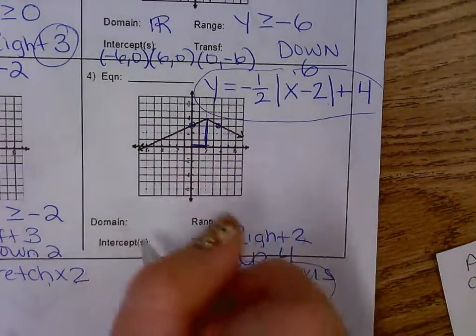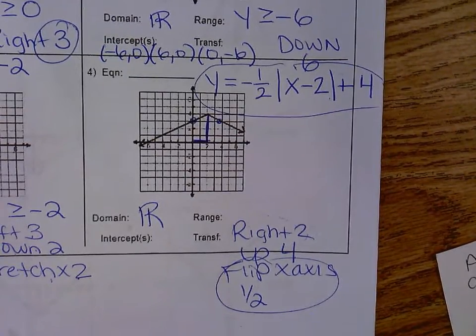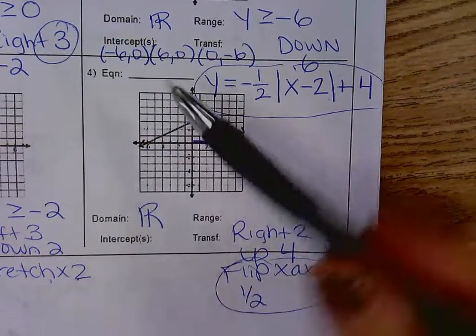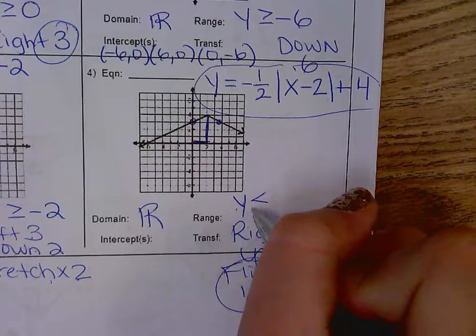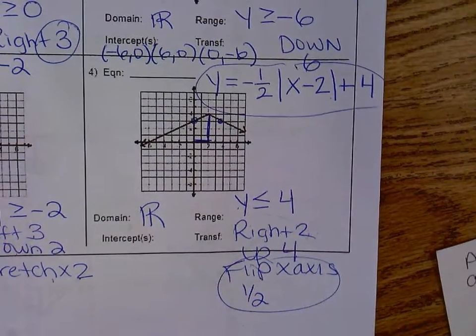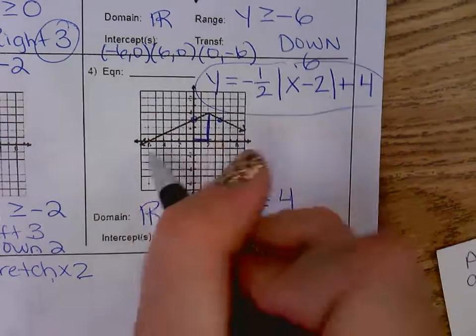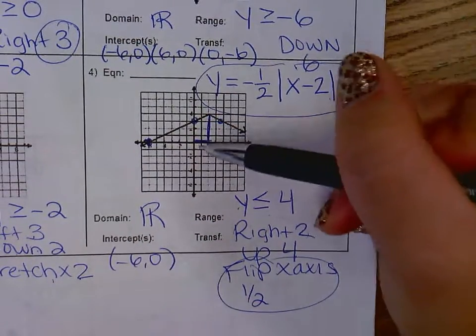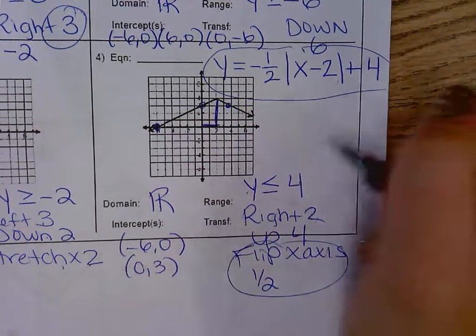My domain would be all real numbers. What's my range this time? It's different than the other 3. This time I have a maximum value and it's below. So this time y is less than or equal to 4. And I can only see 2 intercepts, but I know it has 3 intercepts. Let's see, this is at -6. This is at, looks like 2. What's that other x-intercept have to be?